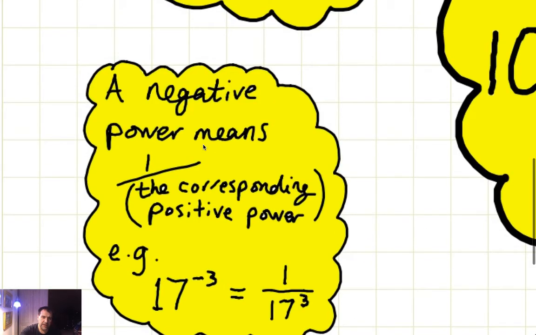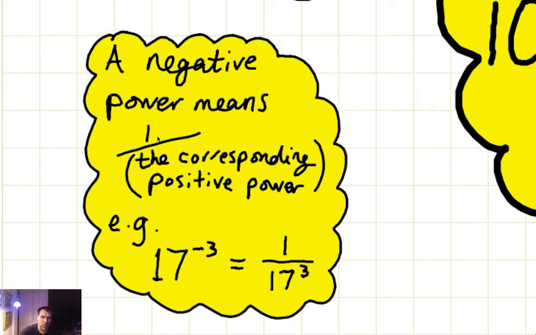And then finally, a negative power means 1 over the corresponding positive power. So for example, if you saw 17 to the power of -3, that would mean the same as 1 over 17 to the power of 3. Negative power means 1 over the corresponding positive power.